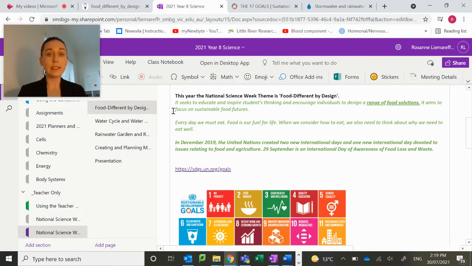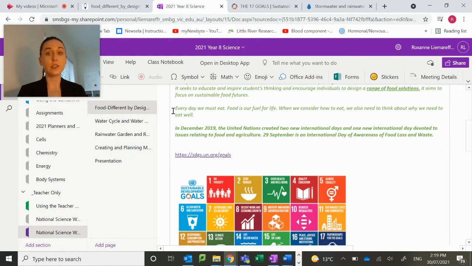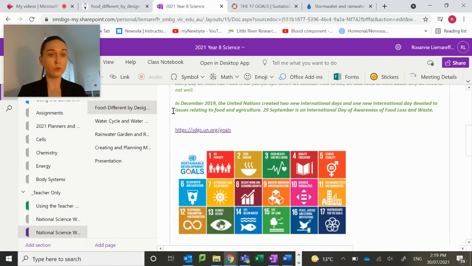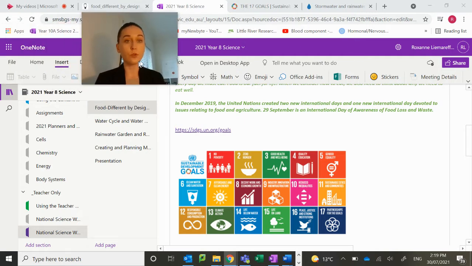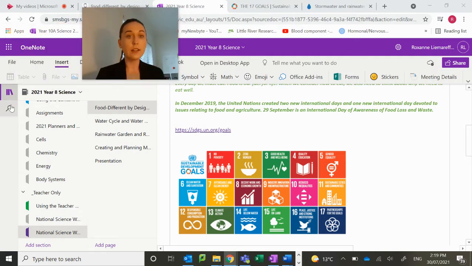Every day we need to eat. Food is our fuel for life. We need to think about how we can eat well. And so in December 2019, the United Nations created two new international days. One of the new international days is devoted to issues relating to food and agriculture. And the 29th of September is the International Day of Awareness of Food Loss and Waste.